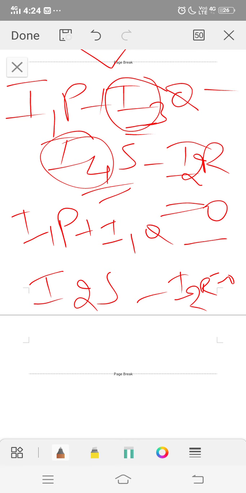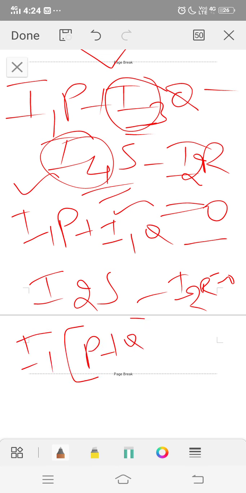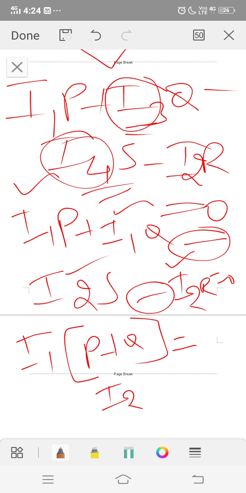Here I1 is there twice, so I take I1 as the common factor, and the remaining terms I take into the bracket. Because both the signs are minus, I take this minus to the right hand side, so the equation becomes positive. Here I2 is there twice, so I take I2 as common: I2S plus I2R, the remaining terms inside the bracket. So the equation is like this. This is equation 7.